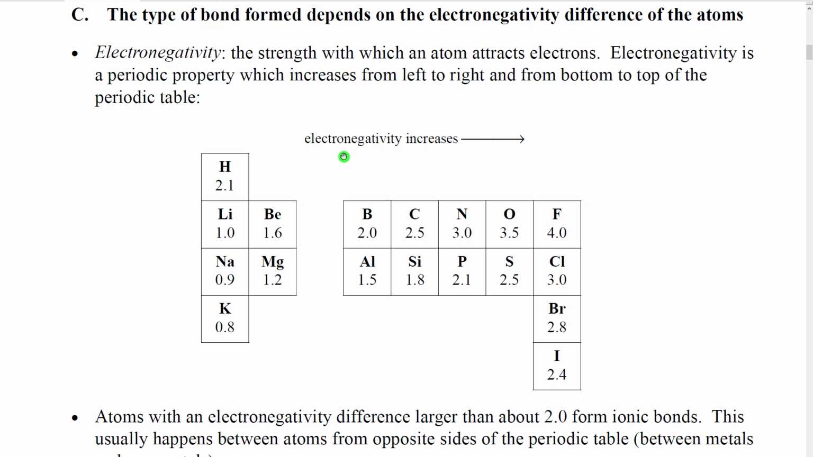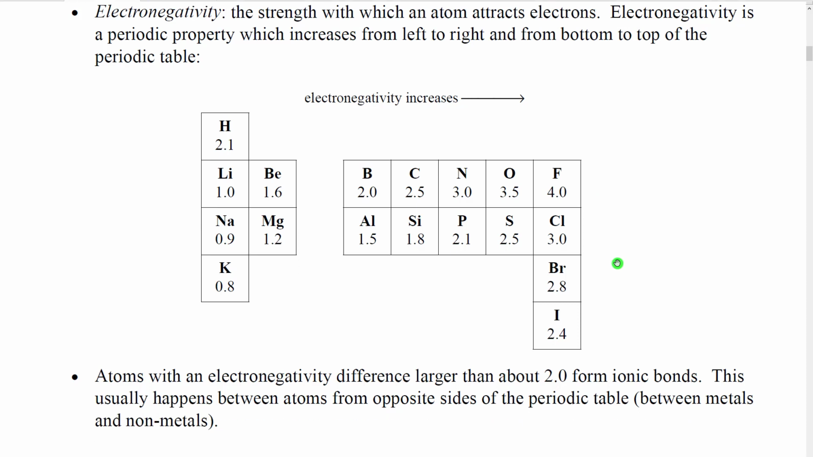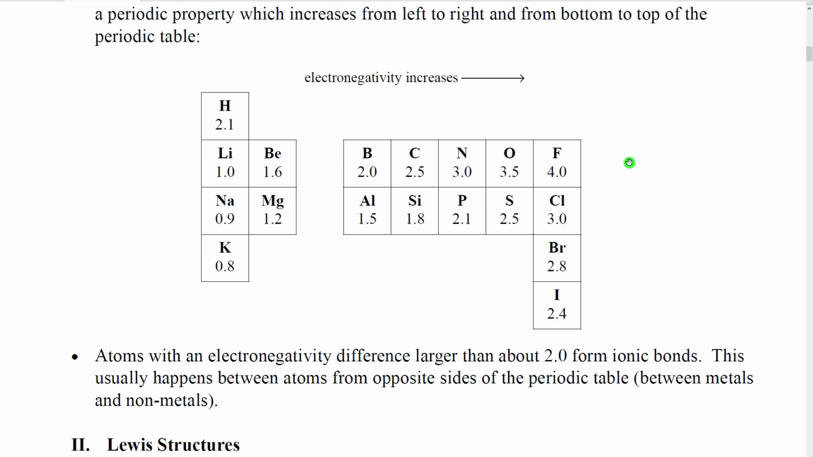Remember that the atoms want to, on the left side, lose electrons, so therefore they're not attracting electrons very strongly, whereas on the right side, they're very close to having the same number of electrons as the noble gas at the very end of the row, so they would like to gain electrons, so they're pulling very hard. We also see that electronegativity increases as we go up, and these are rough estimated electronegativity numbers. You're not responsible for memorizing these, you just need to know the trend. What we therefore see is that atoms with an electronegativity difference larger than about 2.0 form ionic bonds.